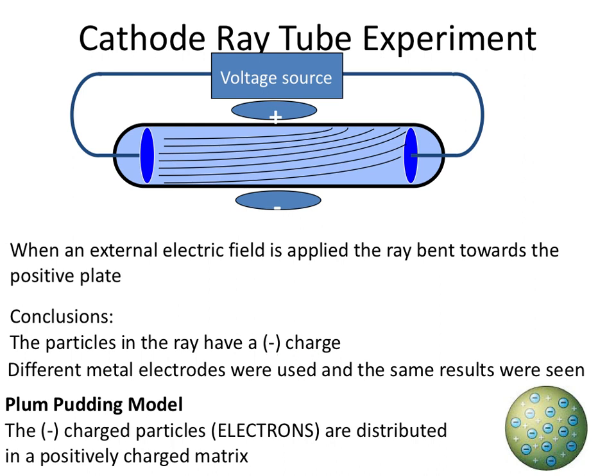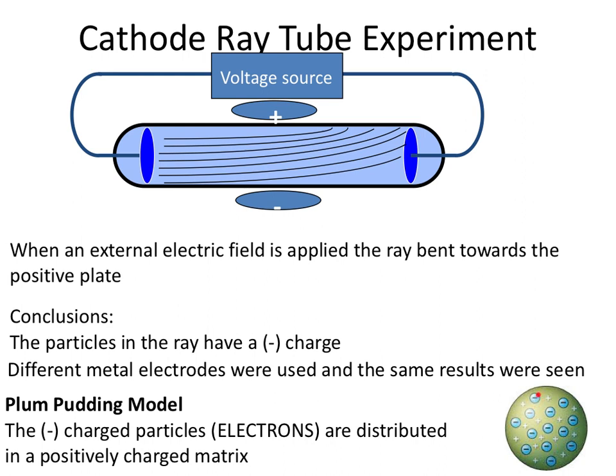And it didn't matter, again, what type of metal he was using in the cathode ray tube. The same results happened. So he determined that the negatively charged particles, or the electrons, are an intrinsic feature of matter and of atoms. Okay, so this is what led to his plum pudding model.